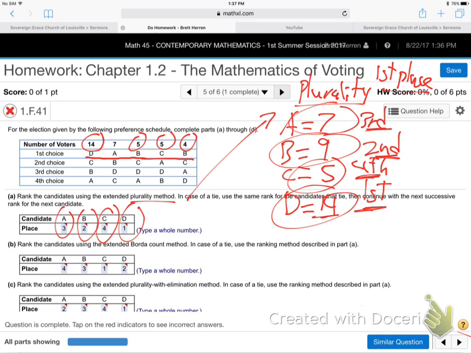So now they say, all right, redo the election. This time, do the point system one called Borda count, where you give the points. Let me let you do that, then I'll jump in in just a second. If you have a calculator, this is the one that's a little more tedious. You're going to want to use a calculator on that.